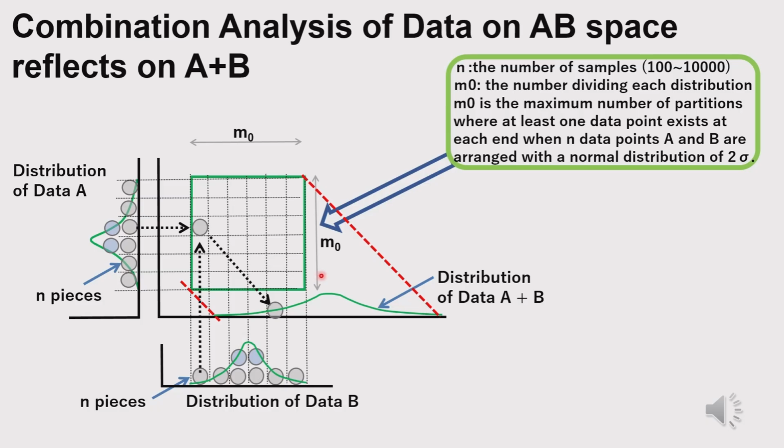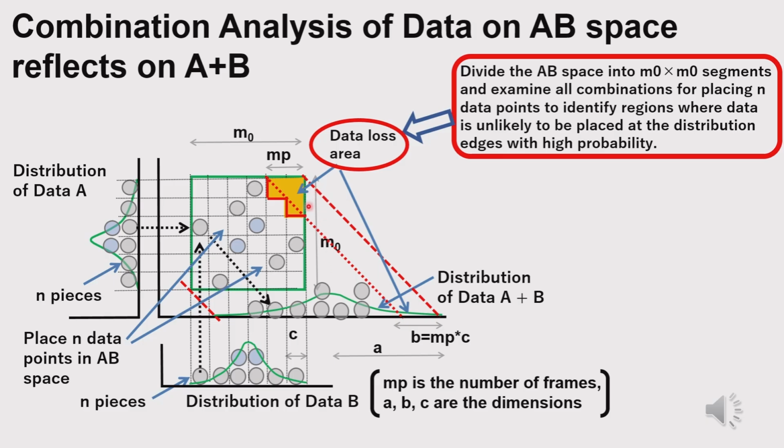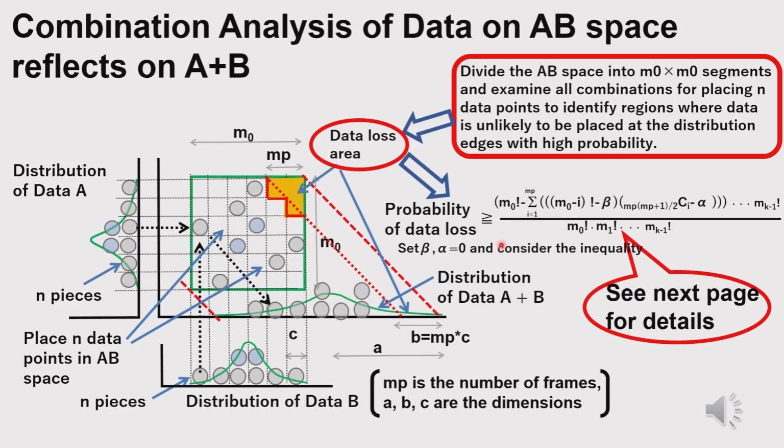Next, we examined how large the region is in which no data points appear near the distribution boundary. This is done by analyzing the number of ways the N samples can be placed into the M segments of the AB space. If none of the combinations fall within the orange region, whose edge length is alpha, then there will be no data in boundary region B of the resulting distribution. The probability of this situation occurring.